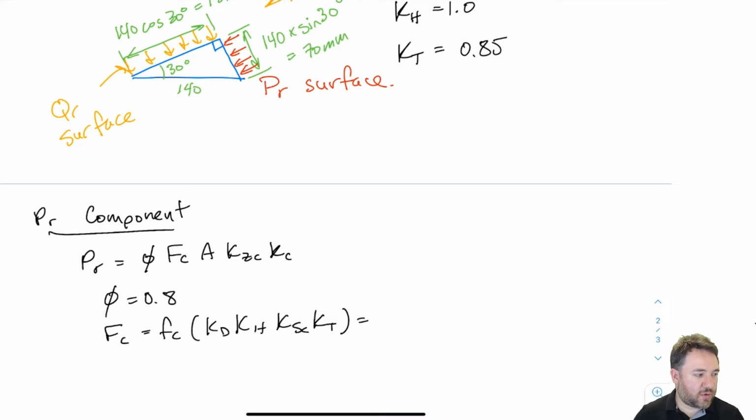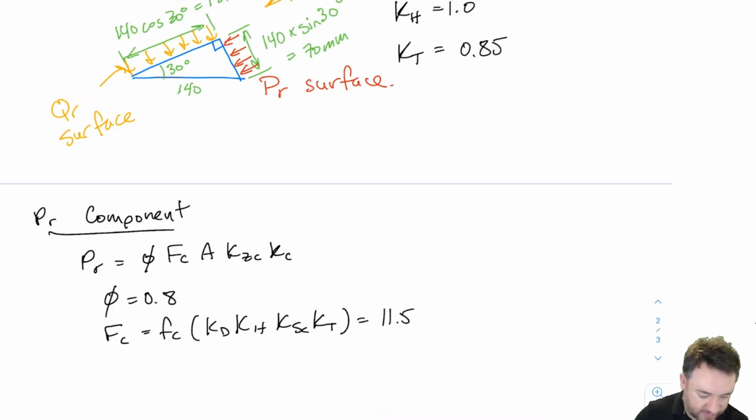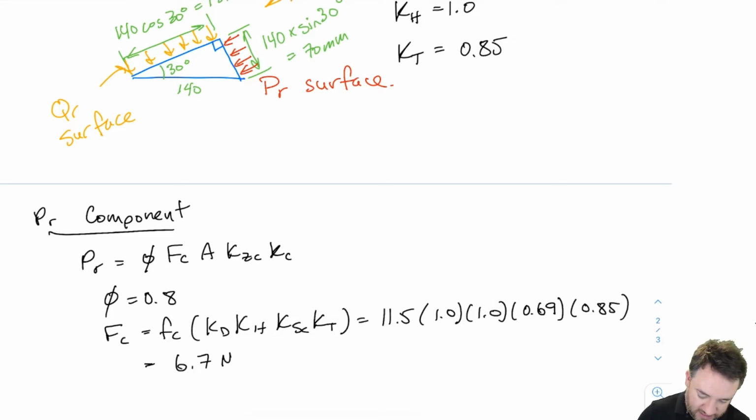Okay, so this is the equation for strength parallel to grain. This equation in general includes buckling. We're going to assume that no buckling occurs. Our phi is 0.8, which is just a given, and then we need our capital FC, our modified strength. So we start with our small FC, which was 11.5 from the table, KD is 1, KH is 1, KSC we calculated to be 0.69, and KT we determined was 0.85. So our reduced strength is 6.7 MPa.